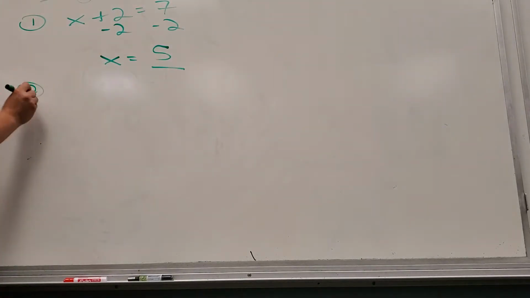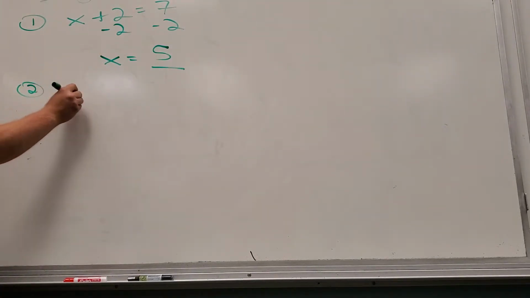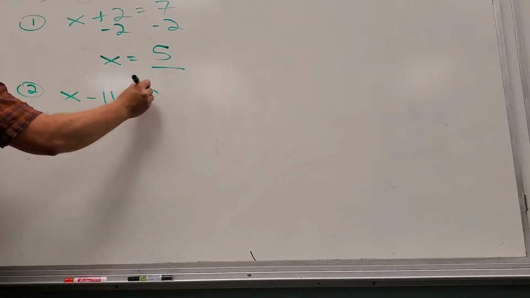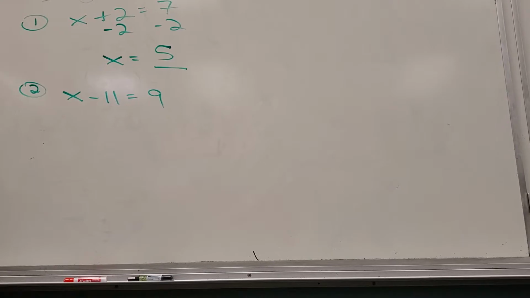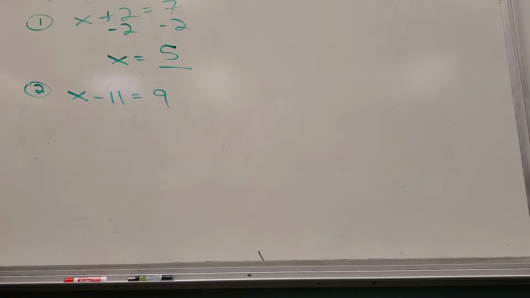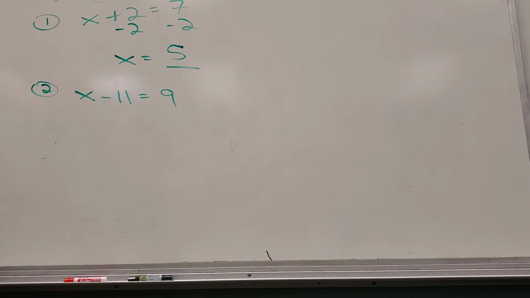All right, so what do I do if I've got x minus 11 equals 9? Add 11. Yes, so again, it almost doesn't matter what the operation is. Why is the x not by itself? The 11. What's the 11 doing? Subtracting. How do I kill it? Add.